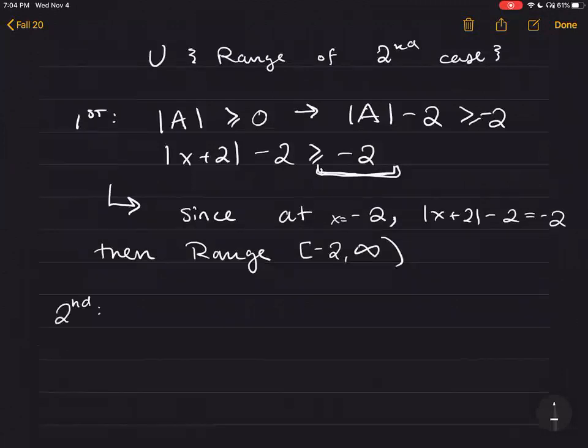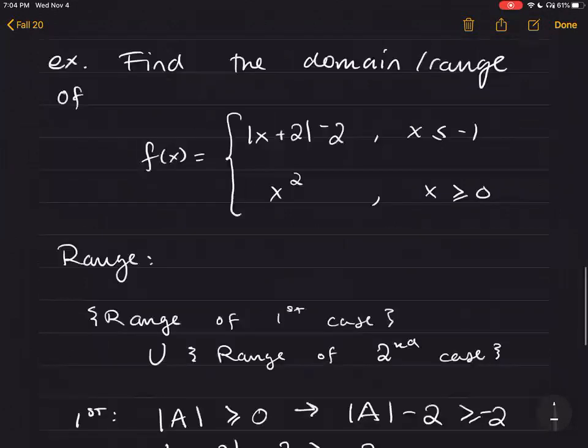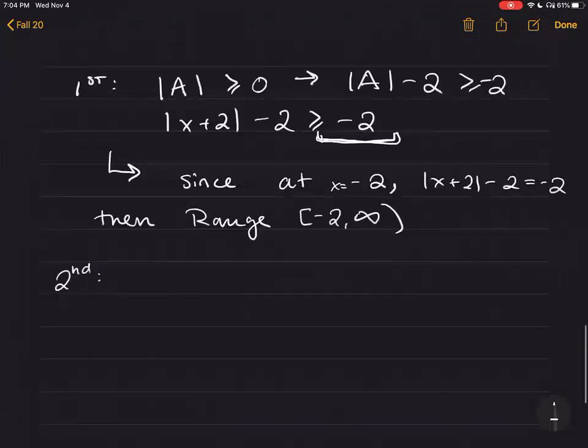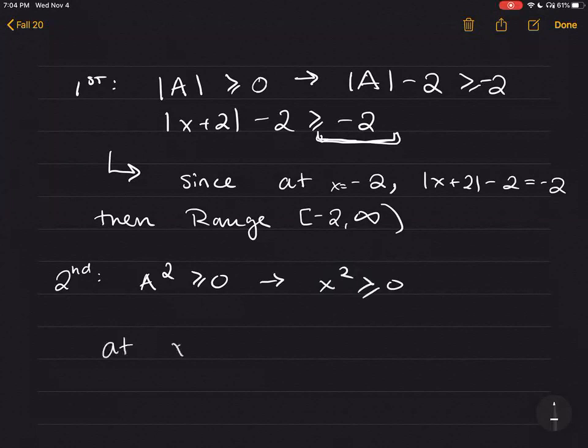All right, second case. The second case is x squared. And the thing about x squared is that no matter what is squared, it's always going to be greater than or equal to 0, which means that x squared is greater than or equal to 0. And at x equals 0, x squared is 0 squared, which is 0. So now the range of the second case is going to be 0 and everything above 0, so that's [0, infinity).